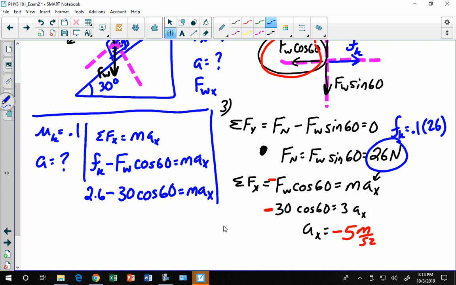And so that is 2.6 minus 15 equals 3ax. Divided by 3, 2.6 minus 15, negative 4.1 meters per second squared is equal to ax. So that would be the answer there. And notice that there are a couple questions embedded here. There's what is Fk, what is the normal force, and now what is the acceleration. So as you're working through the problems, those will be multiple questions that you're answering.